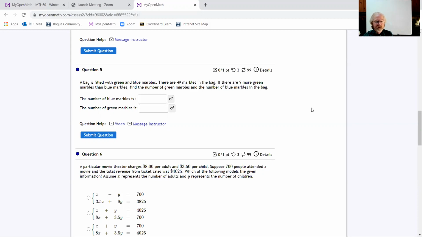Again, if you're having trouble coming up with those 2 equations, let me know. Like I said, I would say B plus G equals 49, and then what is it here? Green equals blue plus 9 for my second equation. And again, that looks like a good substitution problem.